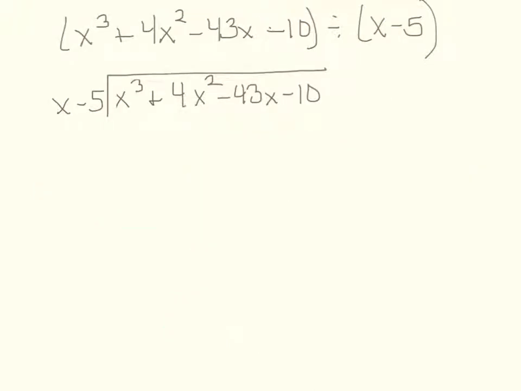Alright, I went ahead and set this one up for us. Notice again the first expression is our dividend on the inside. The second one is the divisor on the outside. So we start by dividing the first terms. X cubed divided by x is x squared. And then the next step is to multiply. So x squared times x is x cubed. X squared times negative 5 is minus 5x squared.